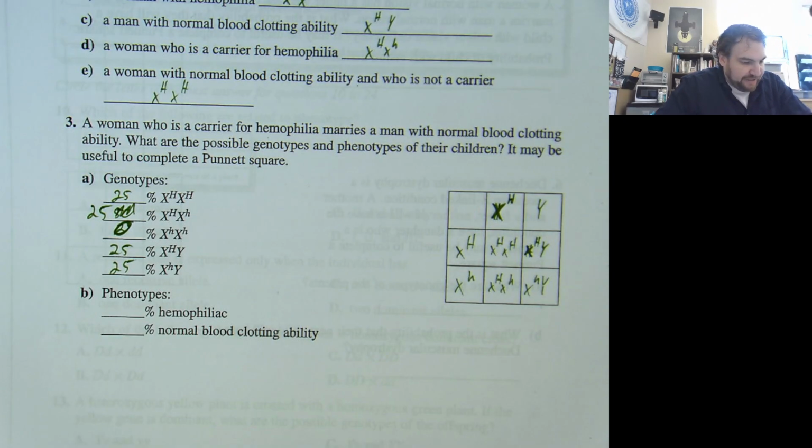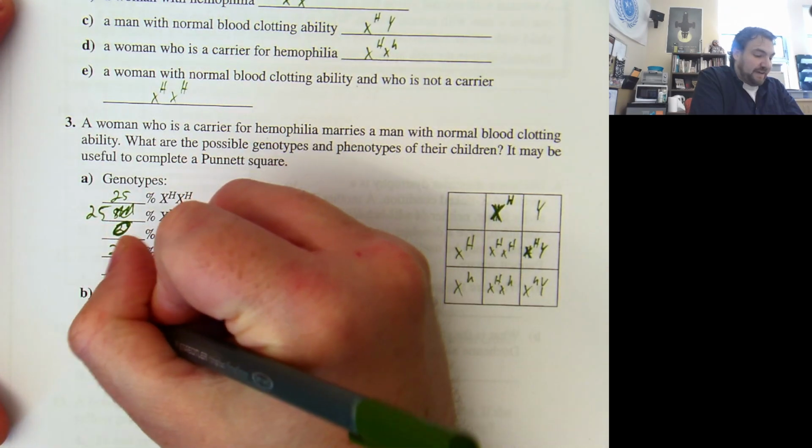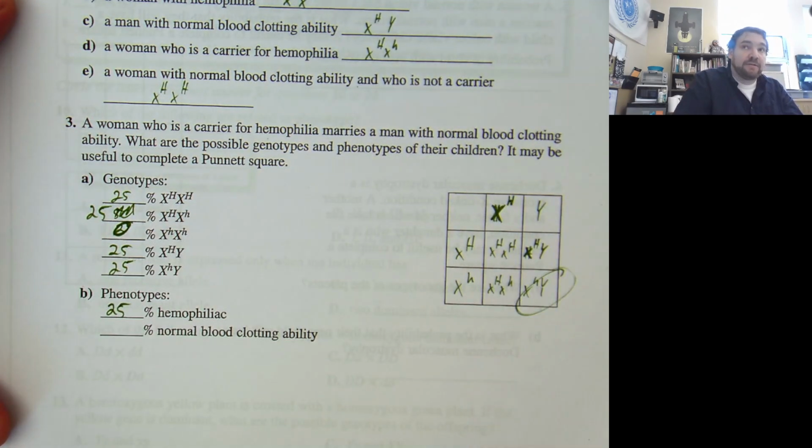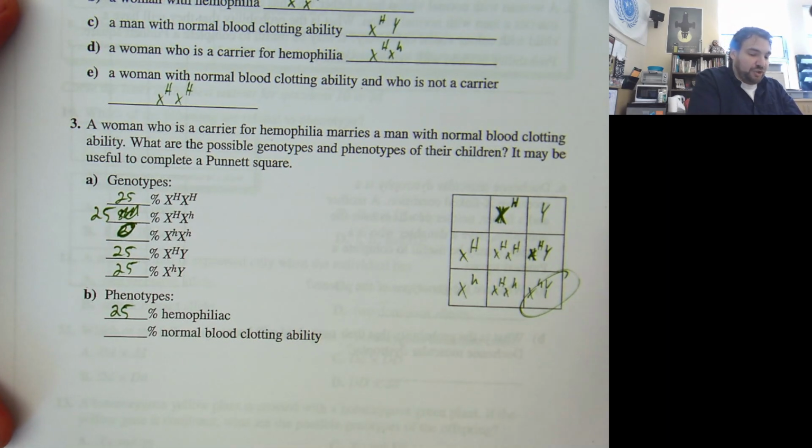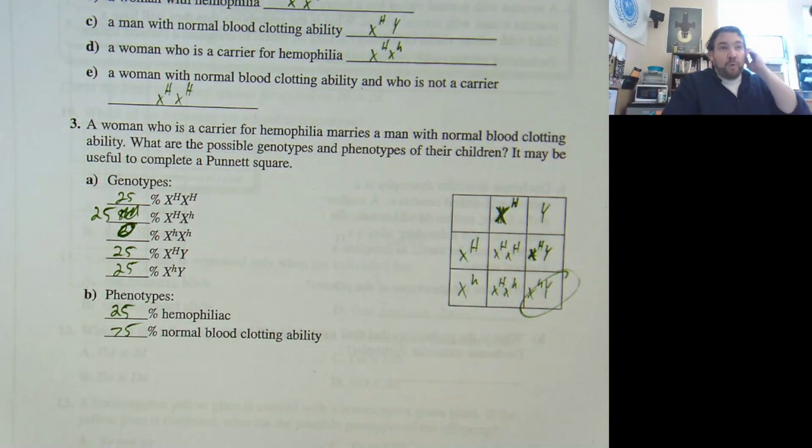The only child that cannot be born of this couple is a hemophiliac daughter. Not possible. So what percentage of these are hemophiliac? Just 25%. Just this son is going to have hemophilia. So then 75% of them will have normal clotting ability.